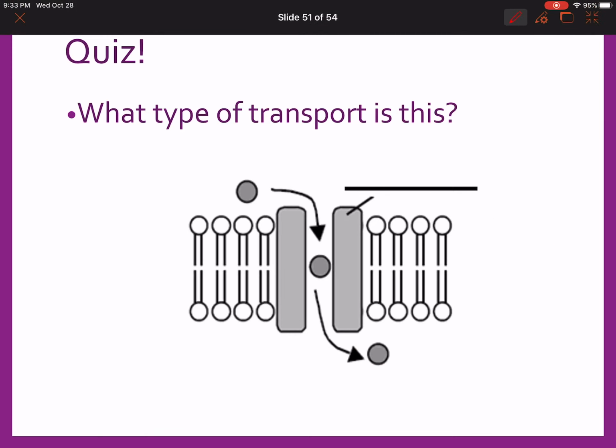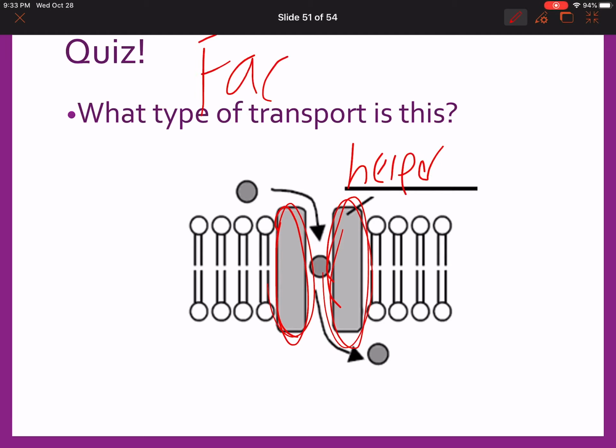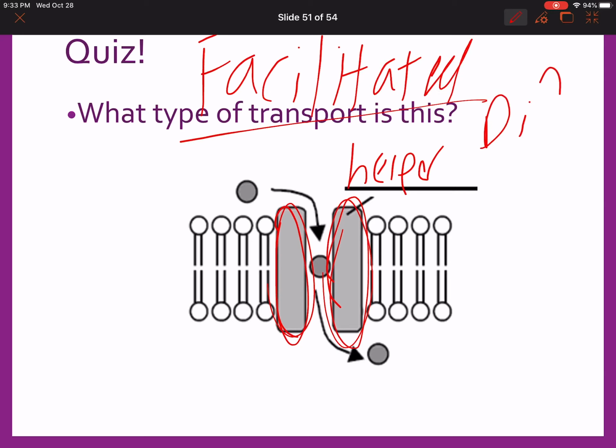Oh, one more. Okay, so this looks kind of like the first one, only we got this thing in it. This is new. But we saw a molecule just moving. I don't see any energy, no ATP anywhere. But I got this protein helper. So that helper means facilitated diffusion. Diffusion with helper protein.